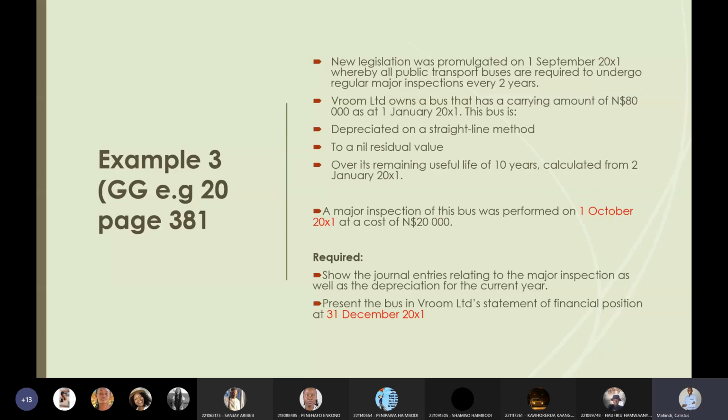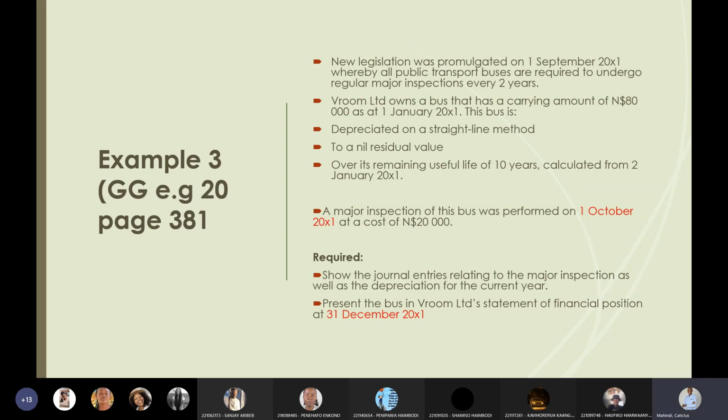So I'll read the scenario. New legislation was promulgated on 1st September 2021, whereby all public transport buses are required to undergo regular major inspections every 2 years. Vroom Limited owns a bus that has a carrying amount of 80,000 as at 1st January 20X1. The bus is depreciated on a straight line method to a nil residual value over its remaining useful life of 10 years, calculated from 2 January 20X1. Right. So the useful life on 2nd January 20X1 is 10 years.